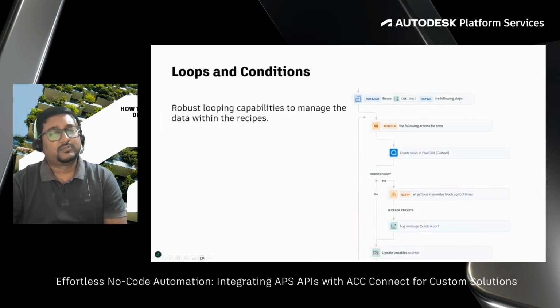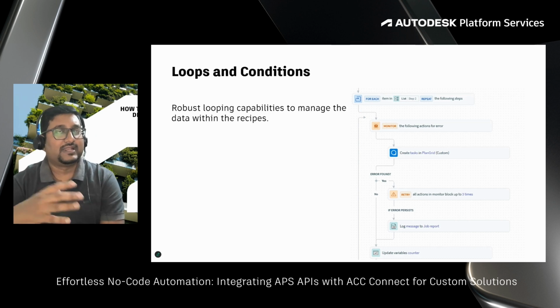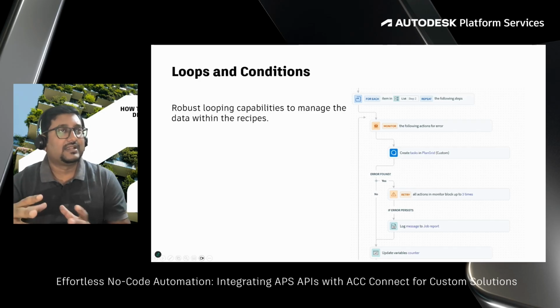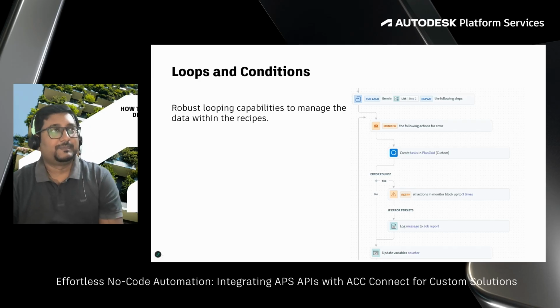ACC Connect also provides robust looping capabilities to manage the data within the recipes, because you'll need to filter out data and run different iterations, and all of that is easily provided. Here you can see we have an example on the right hand side. For each item in a particular step, repeat the following steps. Also, you can see there is a monitor block. If an error is found, retry. If the error persists, log a message. So there are different conditions and error handling steps.